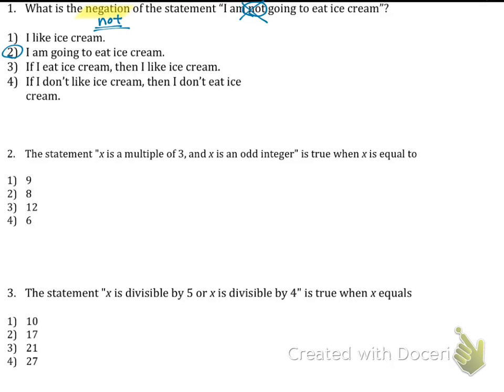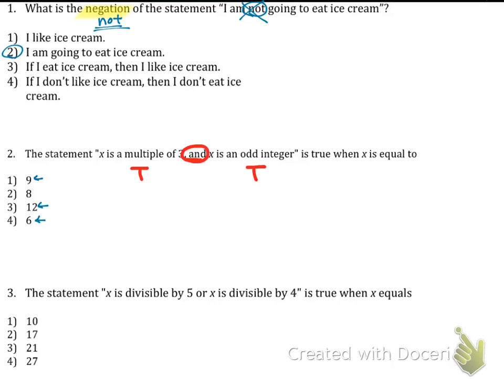The statement x is a multiple of 3 and. So here I like to underline the word and. Whenever you use the word and, that means both of them have to be true. This one has to be true and this one has to be true. Then when you look into this one, x is a multiple of 3. So which one of these are multiples of 3? Then we are looking at 9, 12, and 6.